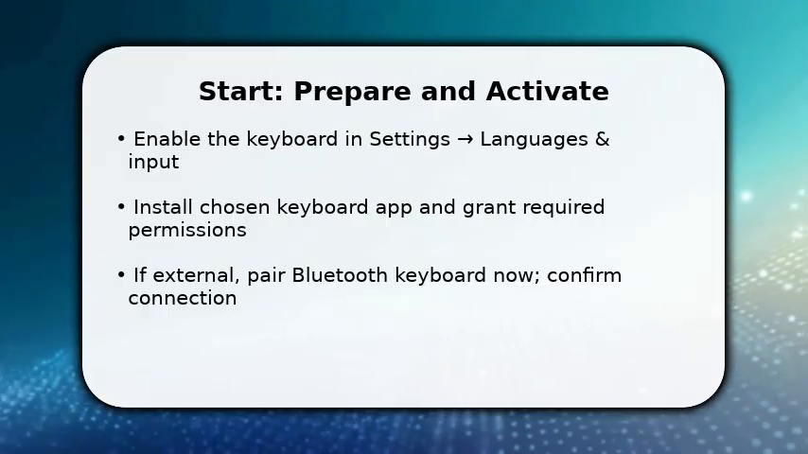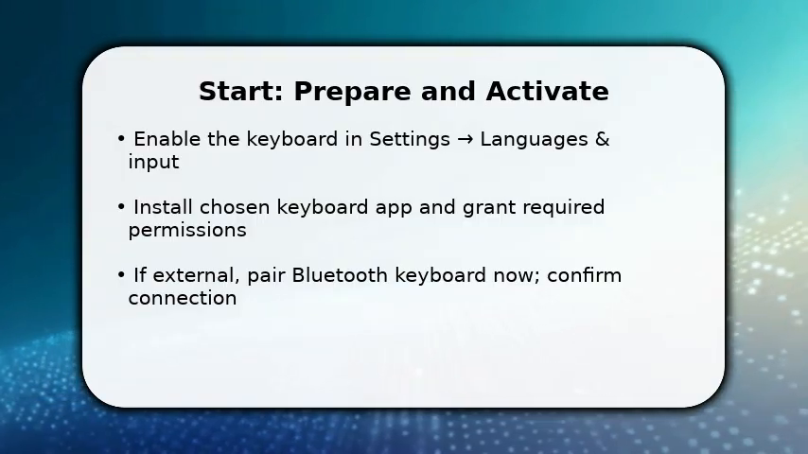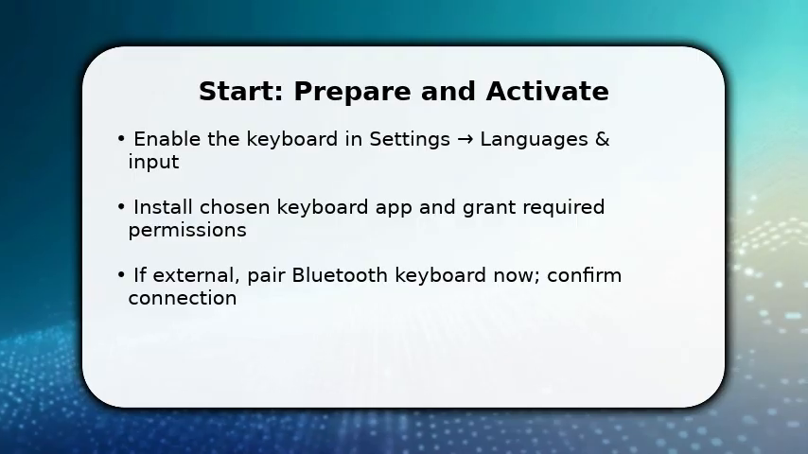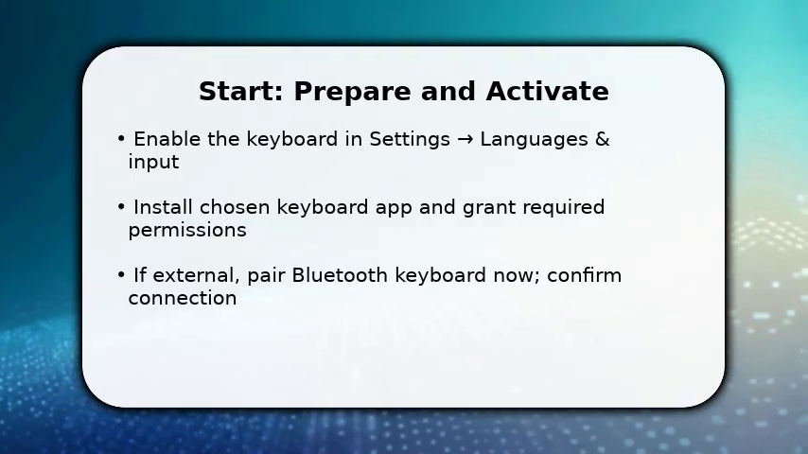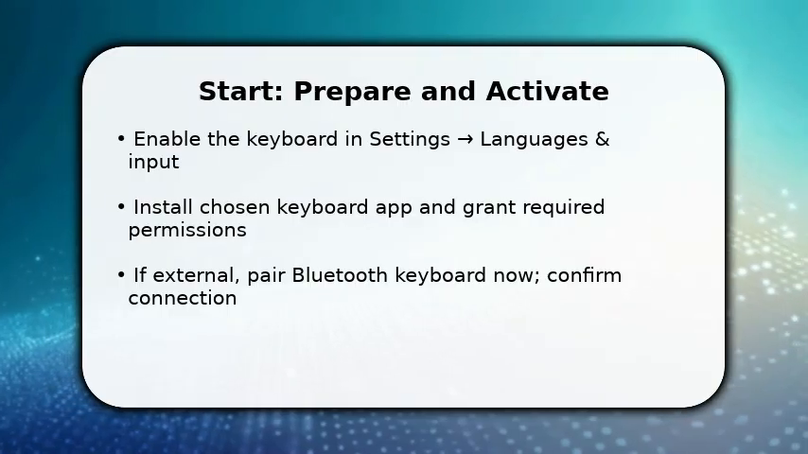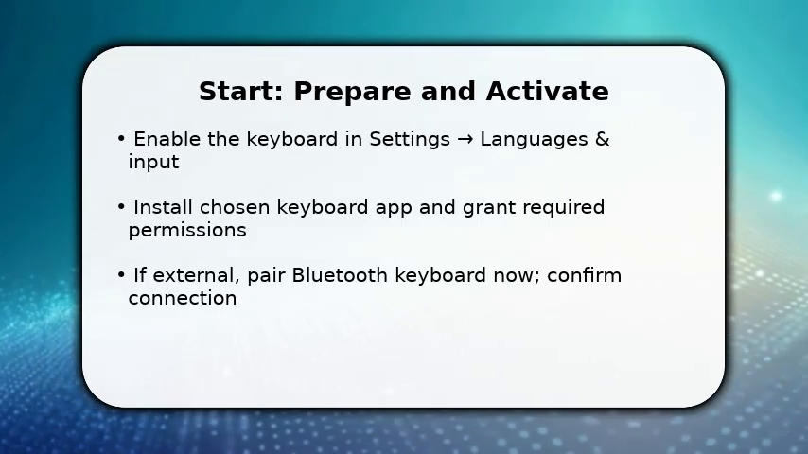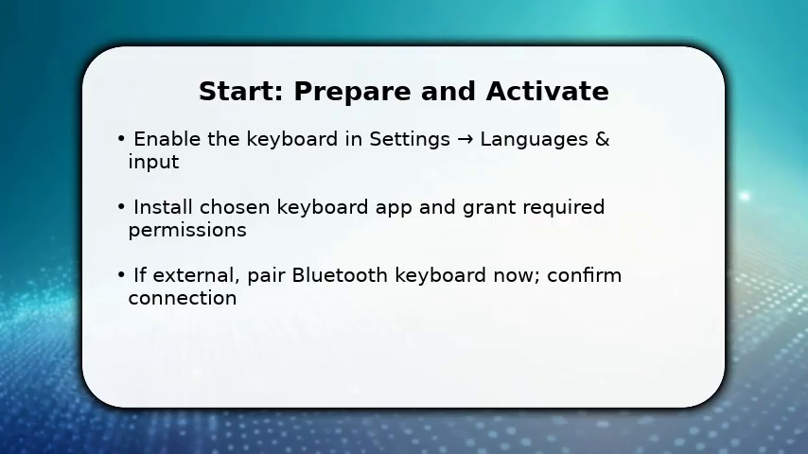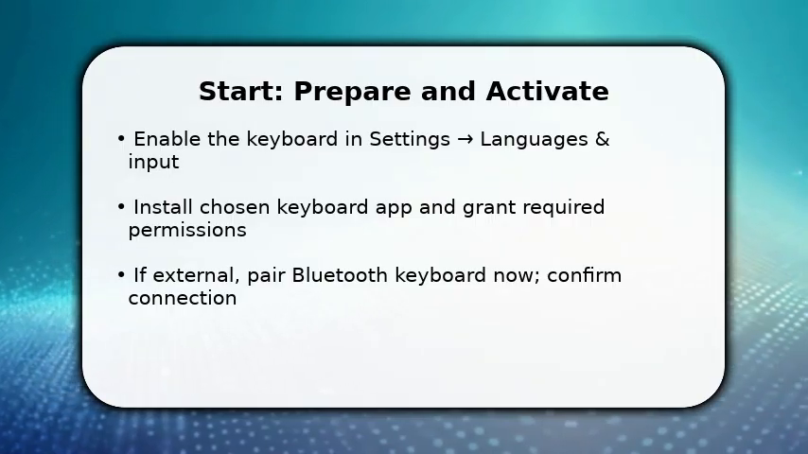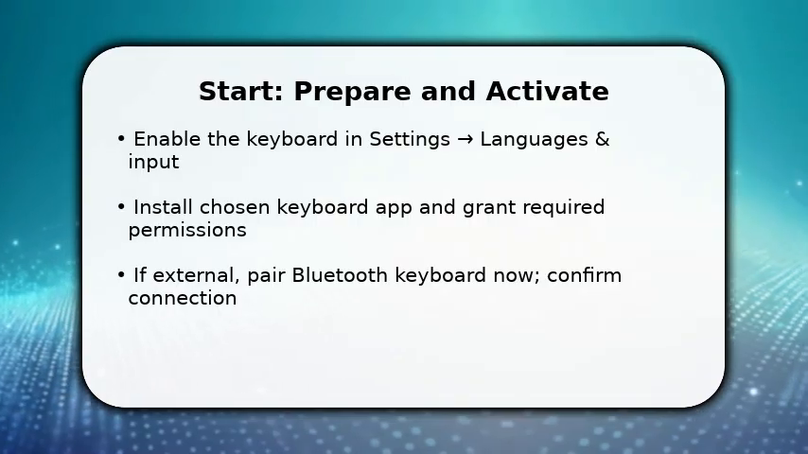You begin by getting the keyboard active and visible. Turn on the keyboard in your phone's input settings, install the app if it's required, and accept permissions so it can show suggestions and clipboard access. If you're using an external Bluetooth keyboard, pair it and verify it types in a quick notes app. If not, switch to the on-screen keyboard and open any text field. Once done, you'll be ready to customize layout and shortcuts to speed up typing immediately.